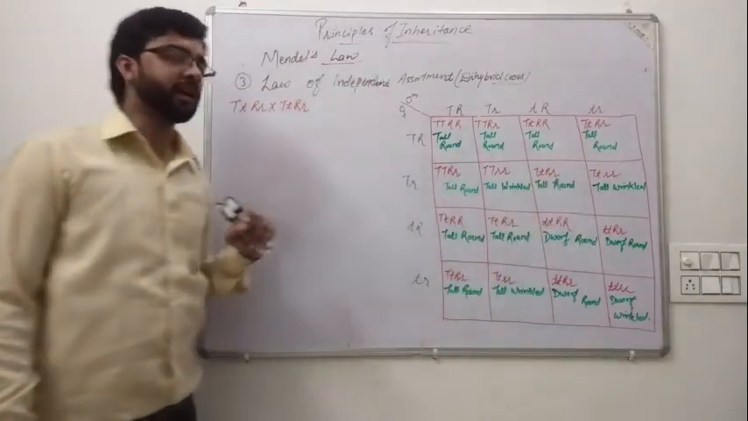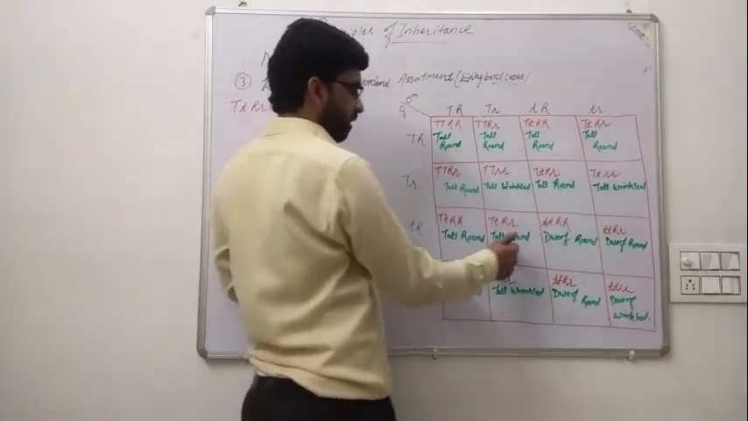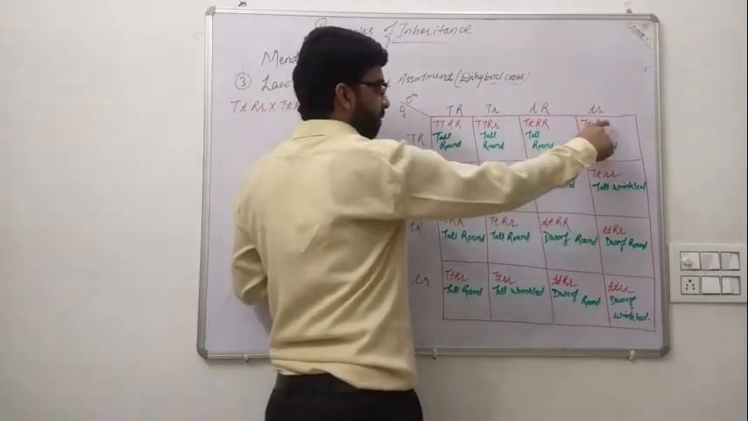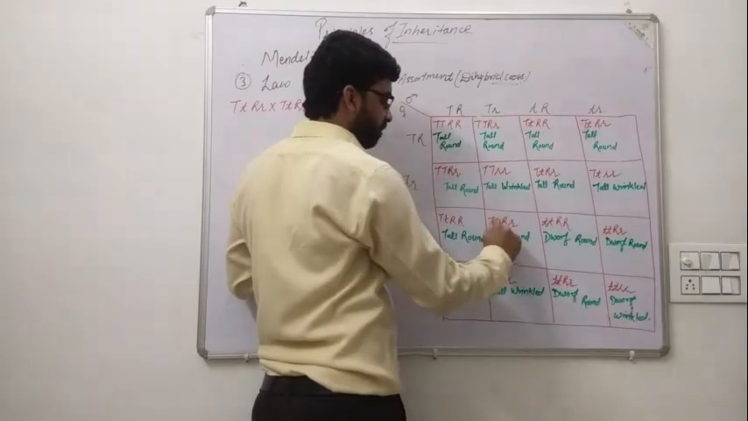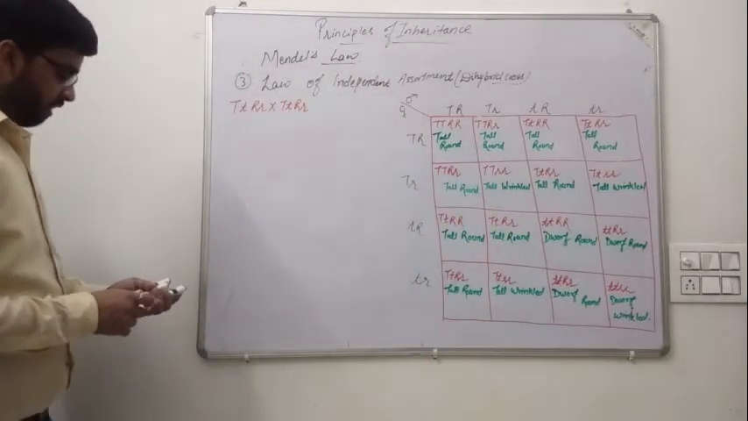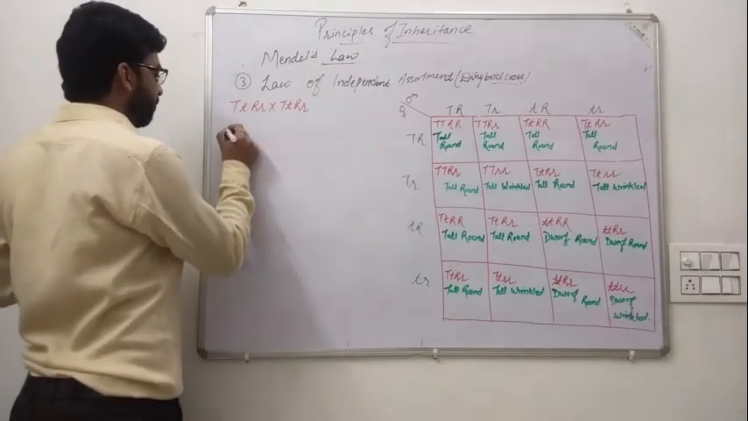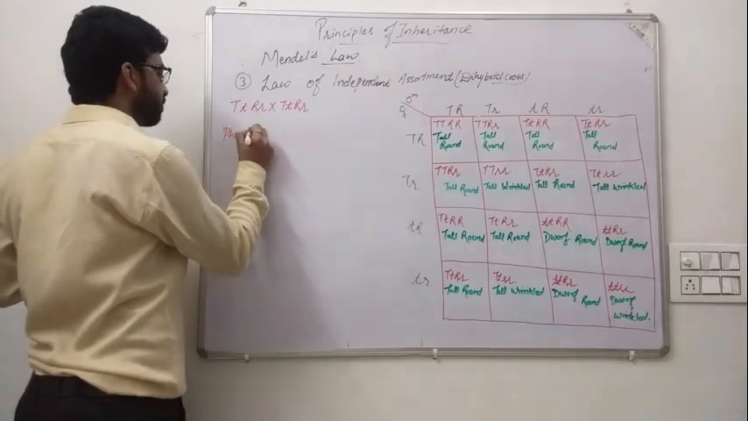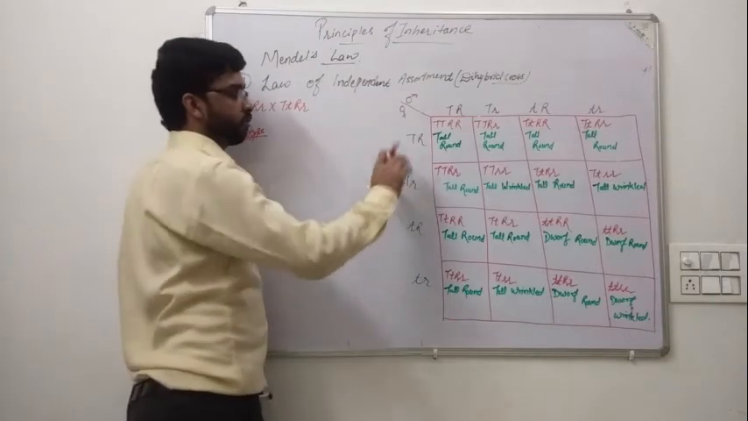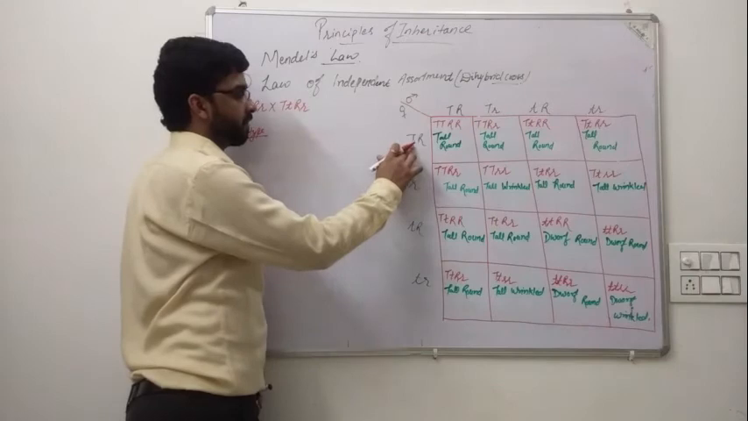Whenever you want to check your cross, you just see this diagonal. It's equivalent: capital T small t capital R small r, repeated along the diagonal. Now you will write here the genotype and phenotype. First of all, phenotype. When we write the phenotype characters, we calculate for the whole 16.